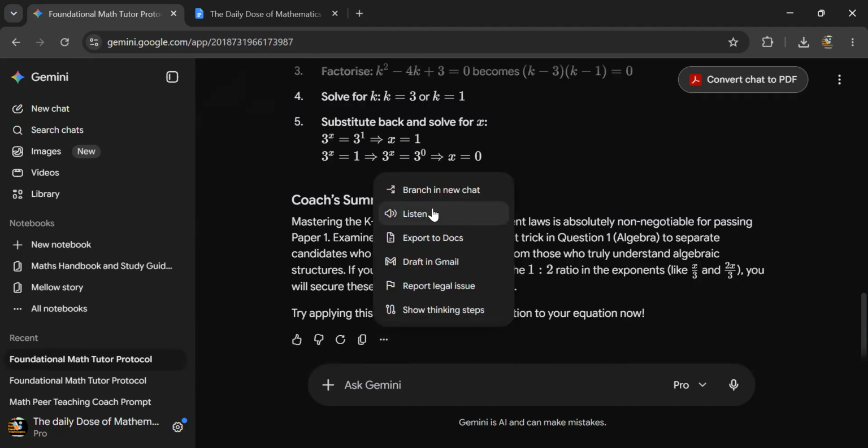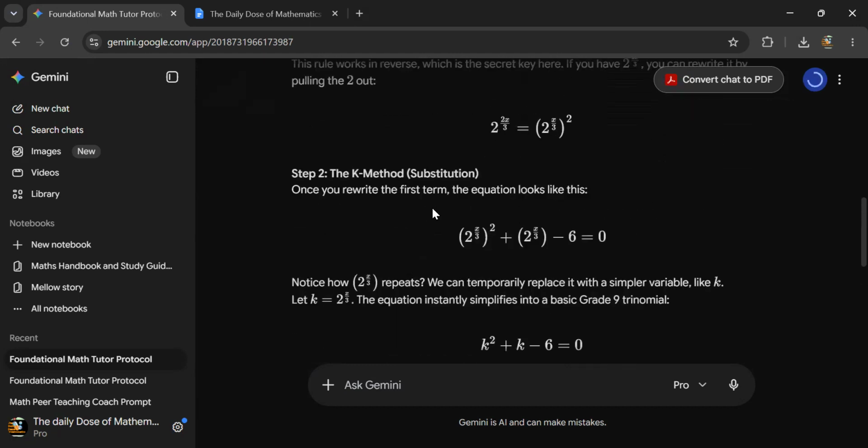It's because the prompt is created in such a way that the AI needs to analyze and do a background check before it can give us the answer. It needs to align with the South African CAPS, and it also needs to check what markers are looking for. It needs to consider all those things before it gives us the final answer.